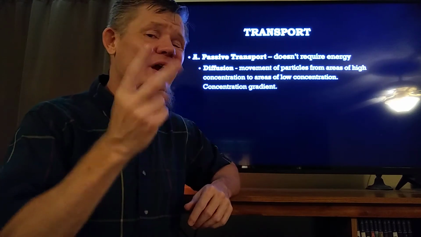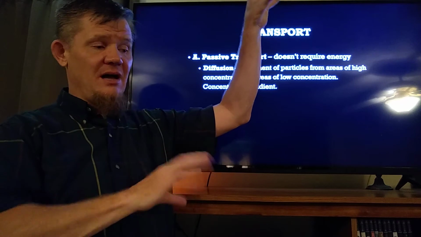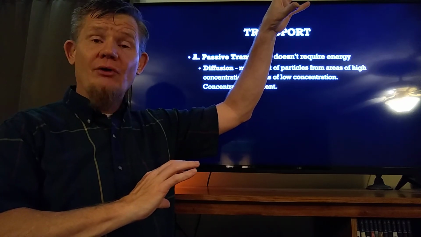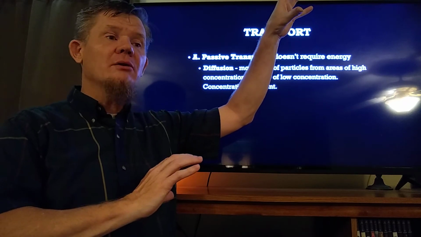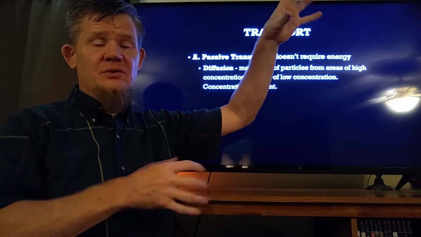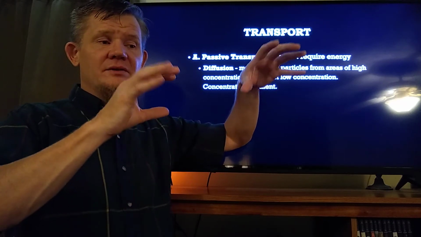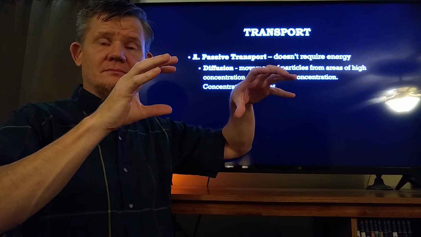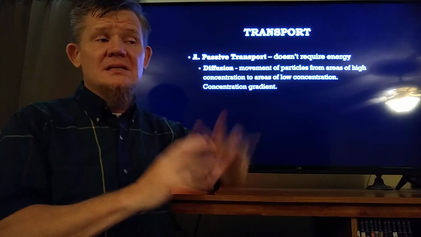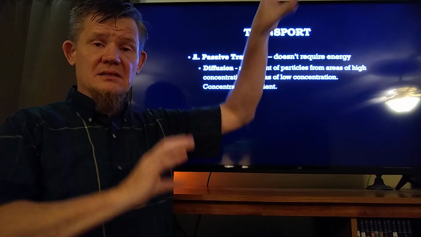If you have two areas like that, lots of it here and not much of it there, you are said to have a concentration gradient. And what the particles want to do is to move down that gradient. They move from where there's a lot to where there's not much until the two areas are equal. That is the driving force behind diffusion, to make these two different areas equal.